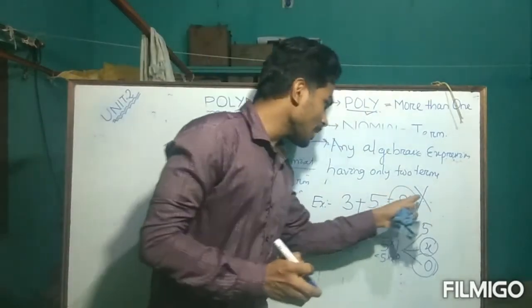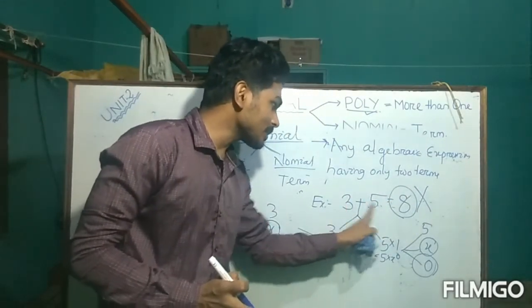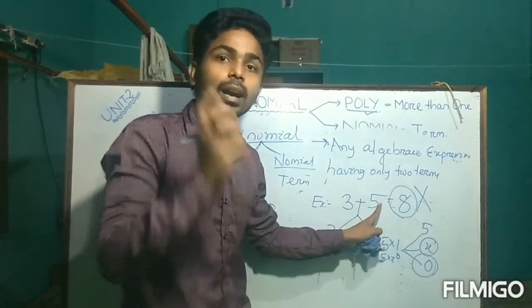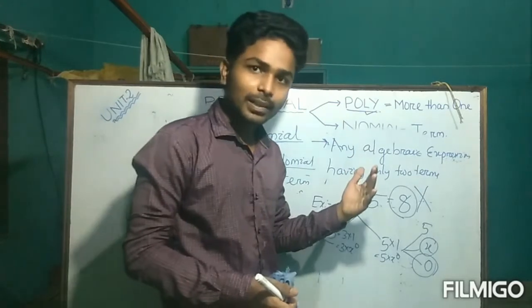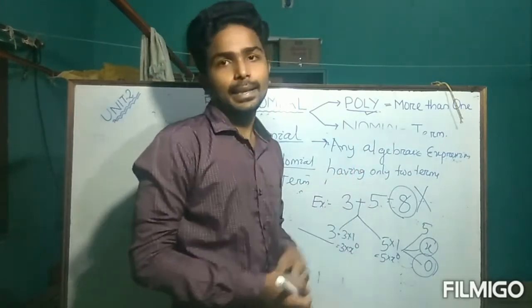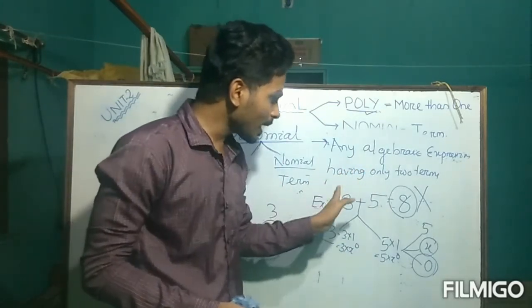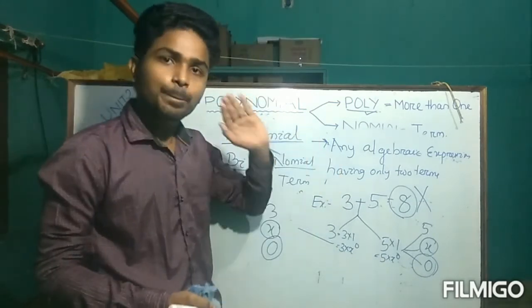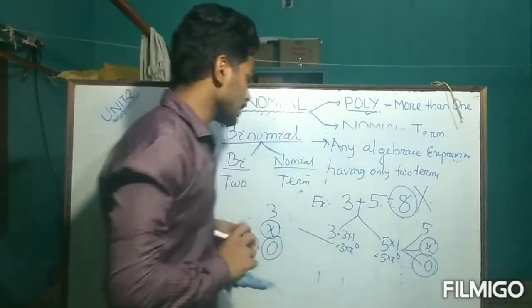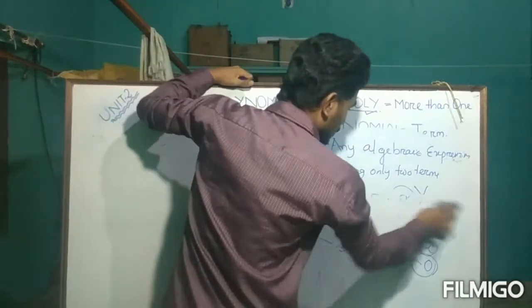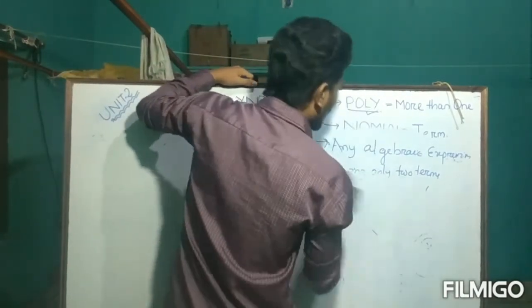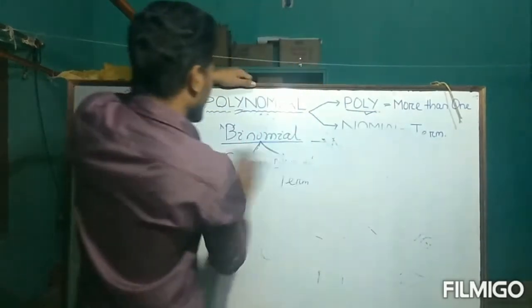So why is it not a binomial? Because the two terms are not unlike terms. They are like terms. In order to be a binomial, they must be unlike. But here these two terms are like terms. That's why they cannot form a binomial. Understood? So the condition that must be satisfied for a binomial expression is that the two terms must be unlike.